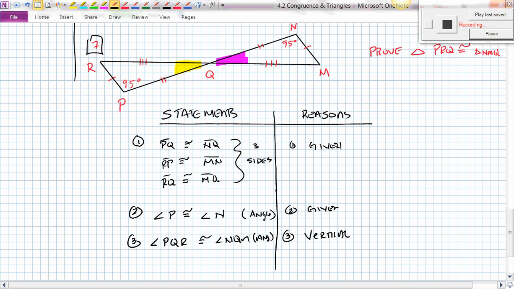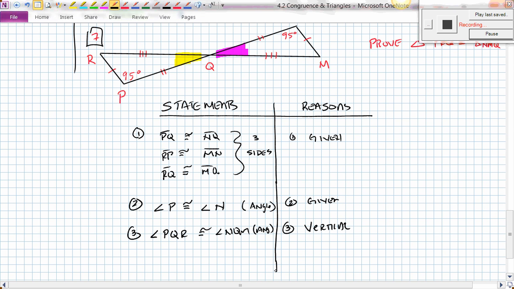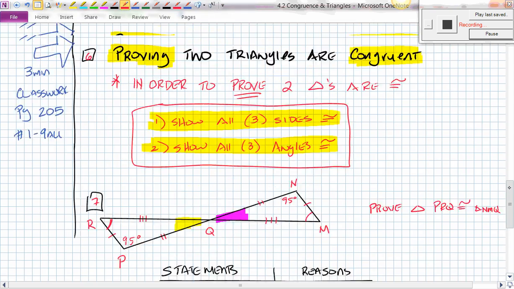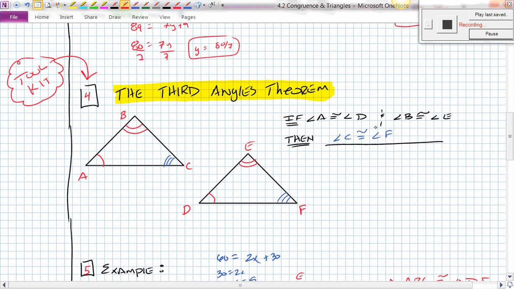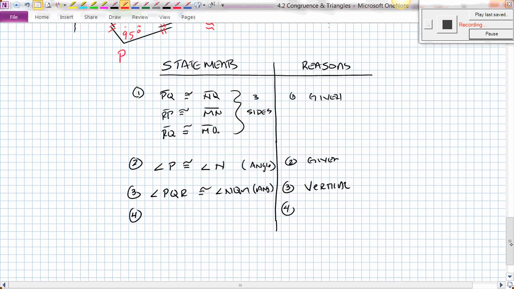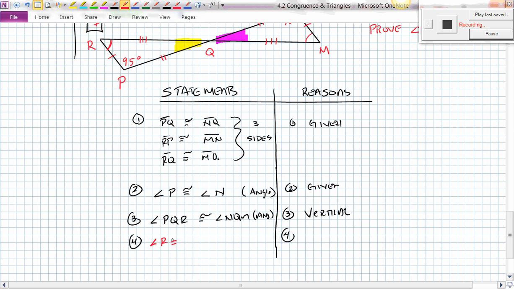So far I have all 3 sides and 2 angles. If I could show that the other angle is congruent, I would have enough to show that my 2 triangles are congruent, because I would have shown all 3 sides and all 3 angles. The only other angle I am missing looks like angle R over here in this corner and angle M over here in that corner. So is there anything we could use to show that the third angle is the same? Well, of course, we're going to use our third angles theorem from up above. That says that if I know 2 angles are congruent, then the third has to be congruent. So that's going to be my reason. So now I can say angle R is congruent to angle M. That's another angle, and that's by the third angles theorem.